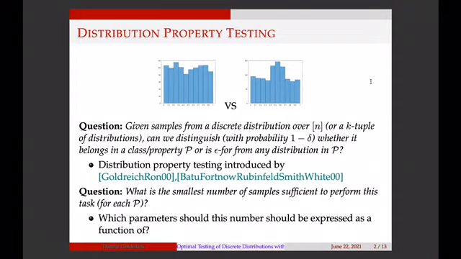This field was originally introduced more than 20 years ago by Goldreich and Ron, and Batu et al., in 2000. Another, more interesting question to computer scientists is the following: what is the smallest number of samples that is sufficient to perform such a task, distinguishing a distribution being in P versus being epsilon far from P? More specifically, we would like to know what the relevant parameters are that we should express such a sample complexity as a function of.